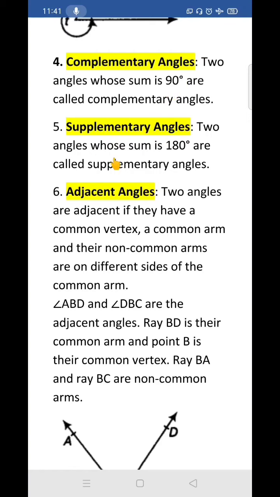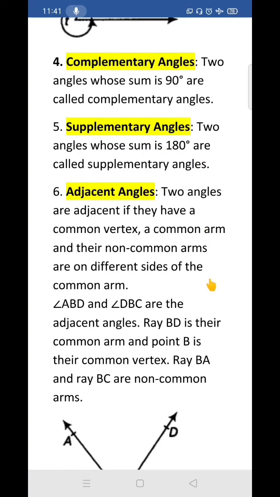Next thing is similar to that. What is a supplementary angle? Two angles whose sum is 180 degree are called supplementary angles. For example, 90 degree plus 90 degree is 180 degree. So these two angles are called supplementary angles. Whenever you add up two angles and get the sum as 180 degree, those angles are called supplementary angles.